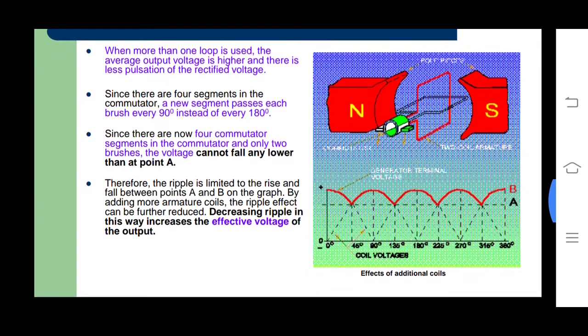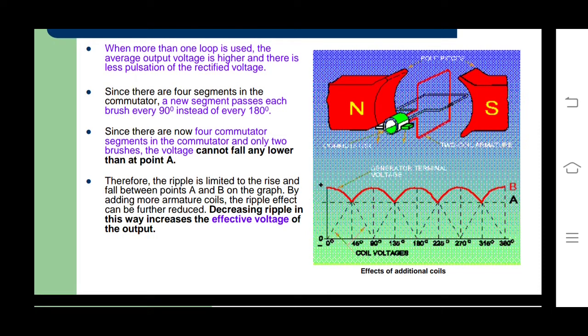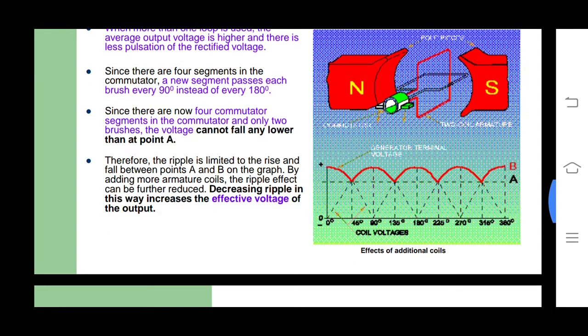The ripple is limited to the rise and fall between the points A and B. By adding more armature coils, the ripple effect can be further reduced. Decreasing ripple in this way increases the effective voltage of the output.